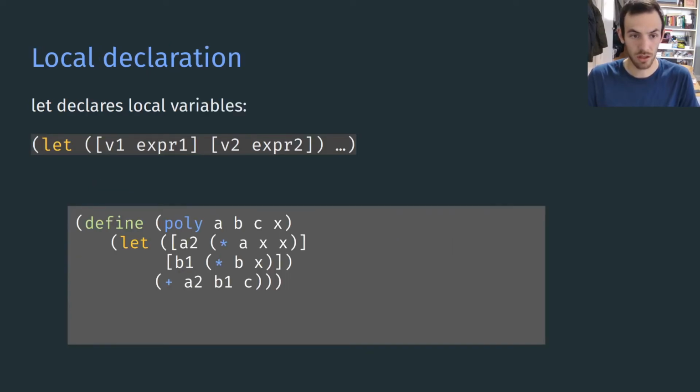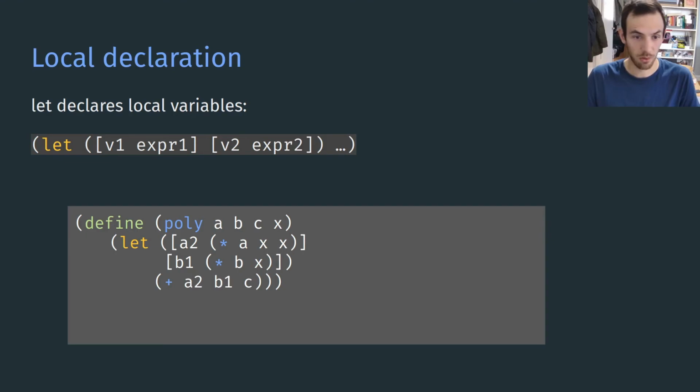And you can also have local declarations. So we've seen that you can write expressions, and one possible expression is a let expression, where you bind exp1 to v1 and exp2 to v2. Note that you have first let and then a list of S-expressions enclosed in parentheses, where each S-expression binds an expression to an identifier.